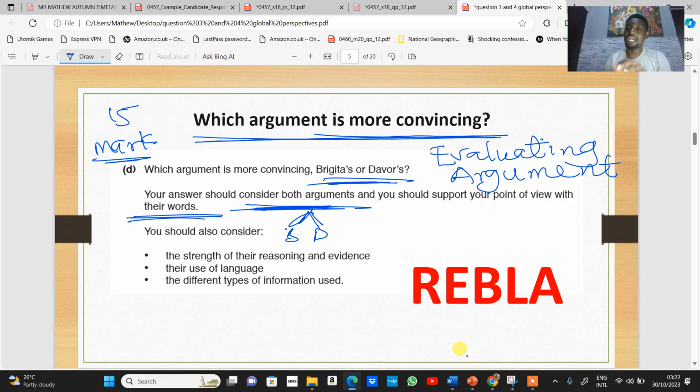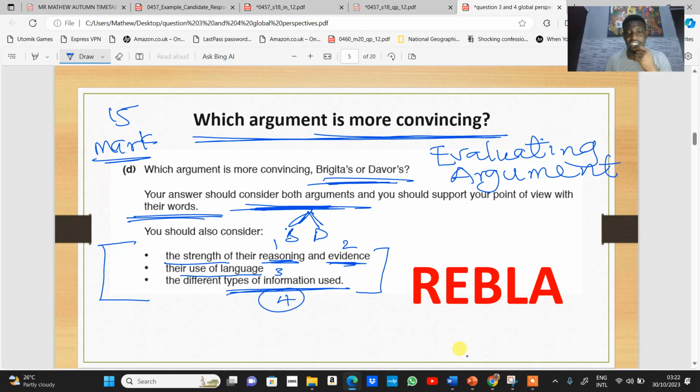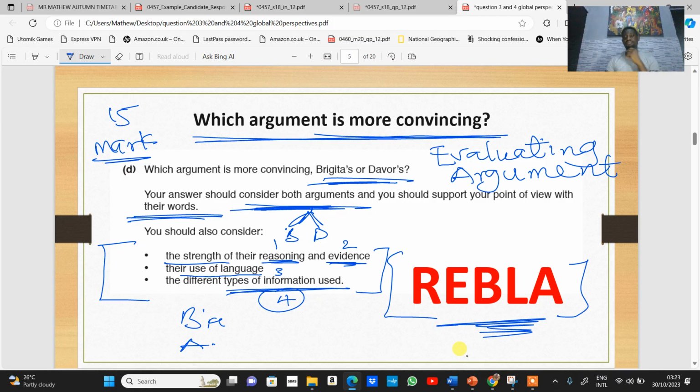When you want to evaluate arguments, they say you should consider these three things. I actually broke them down into five. You should look at the strength of their reasoning. The basic thing here is the reasoning and the evidence, so this is one, two. Then you look at their use of language, three. Then the different types of information used, four. Then I also look at their source of bias and whether it is acceptable. If you look at this, I broke it down into a basic five-letter acronym, which I call RIBLA.